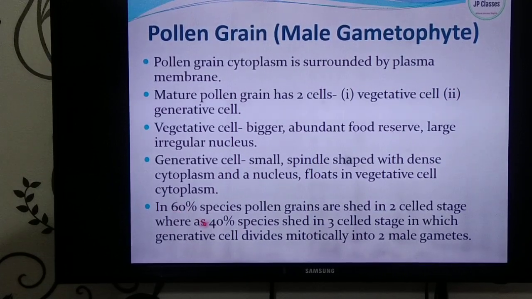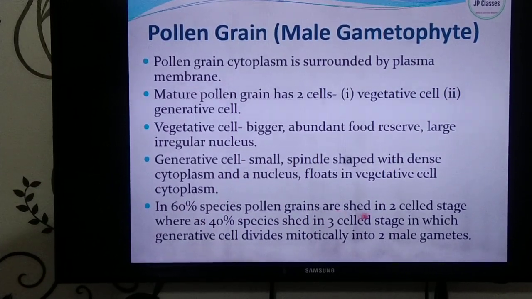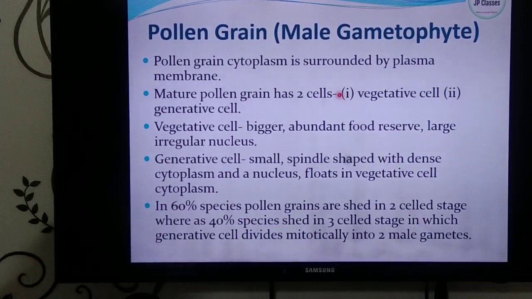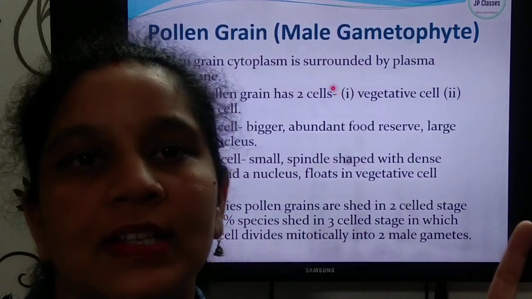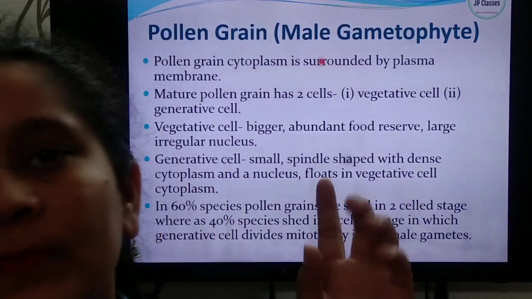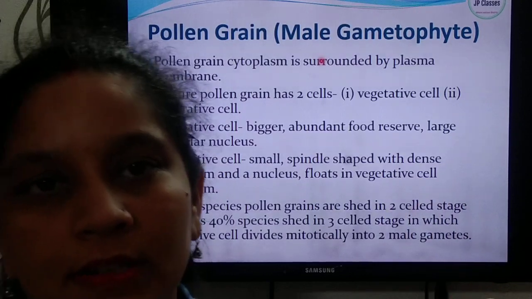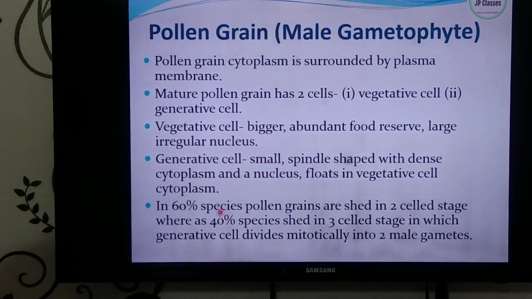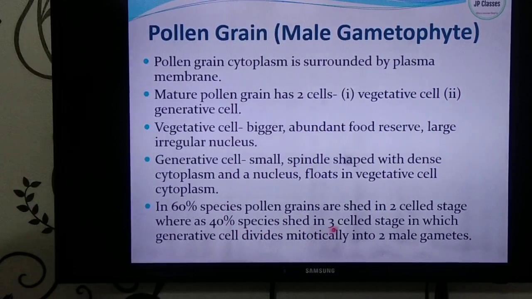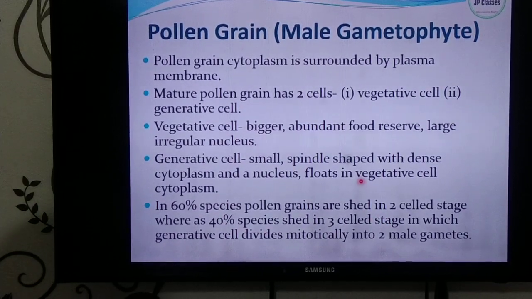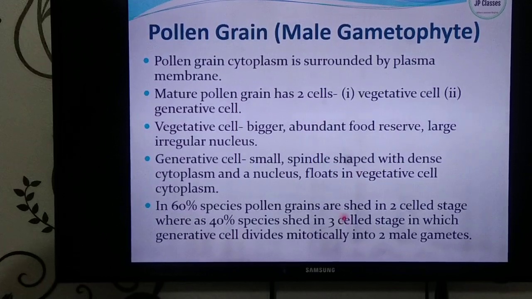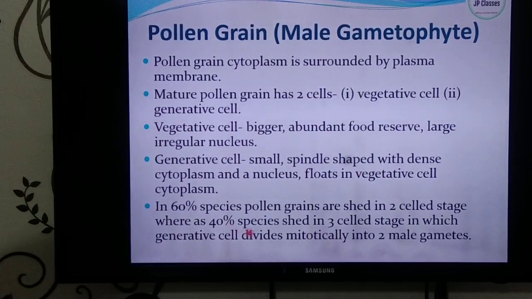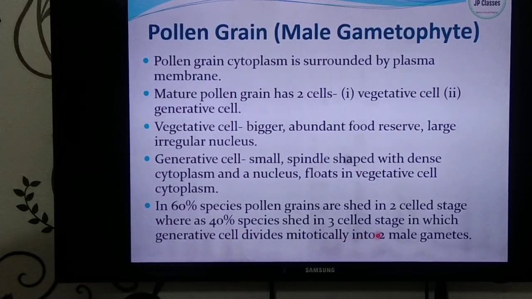In 60% species, pollen grains are shed in the two-cell stage. Two-cell stage का मतलब एक आपकी vegetative cell, एक आपकी generative cell. इस stage को हम two-cell stage बोलते हैं. Whereas the 40% species shed in the three-cell stage. How the three-cell stage is formed? In which the generative cell divides mitotically into the two male gametes.